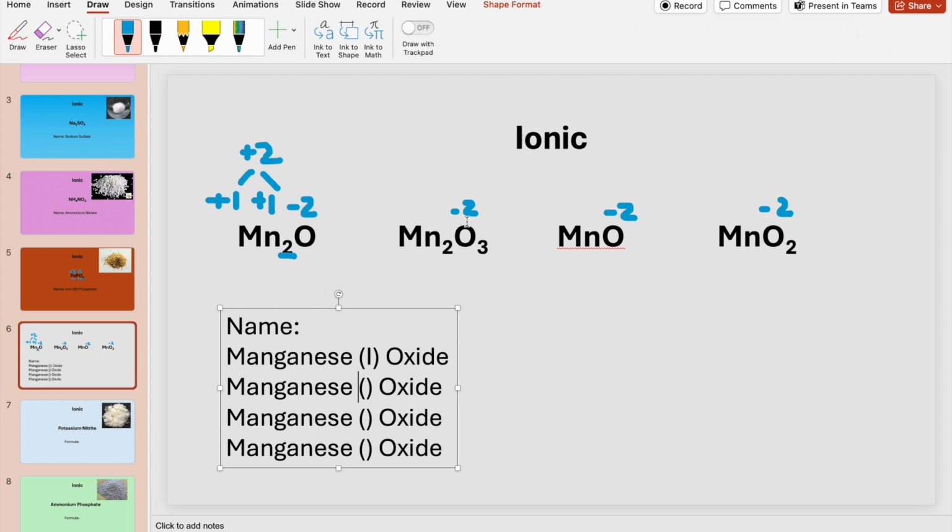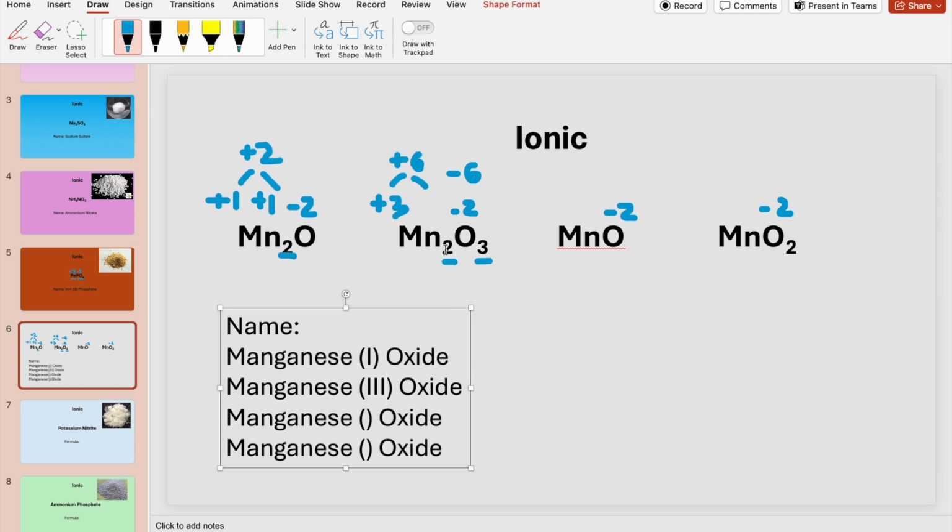Okay, this second one, if you have 2s and 3s, I would suggest switching the subscripts to get your charges. So there are 3 oxygens, which gives this a -6 total charge. So if you have manganese having to all together be +6, and you have 2 of them, each manganese is +3. Okay, so this is manganese 3 oxide. That's your next one.